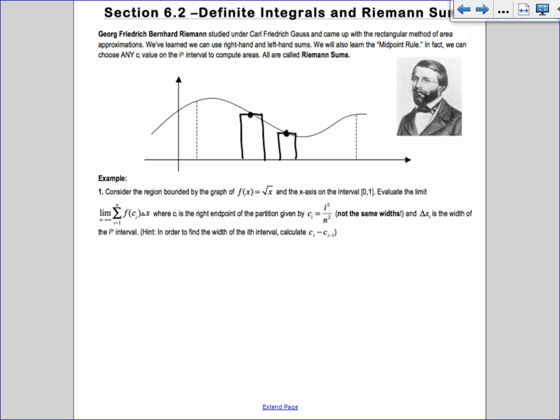Okay, so it says consider the region bounded by the graph of f of x equals the square root of x and the x-axis on the interval 0 to 1. We're going to evaluate the limit of this Riemann sum, where ci is the right endpoint of the partition that is given randomly by this. This means that they are not all the same width.